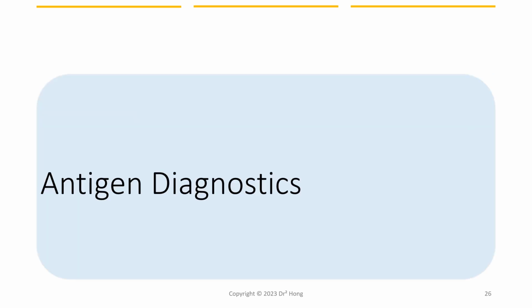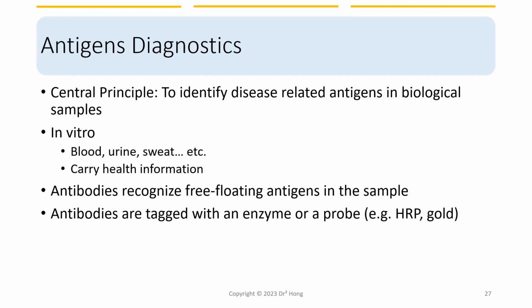Now let's come back to look at how diagnostic tests use antibodies to detect specific disease antigens when combined with the optical detection methods we mentioned at the beginning of the lecture. The central principle in any antibody-based antigen diagnostic test is to identify disease-related antigens in vitro in biological samples such as blood, urine, and sweat, and many more. Now, because these biological samples carry health information or the status of an individual, the antibodies in the testing kits can recognize free-floating antigens.